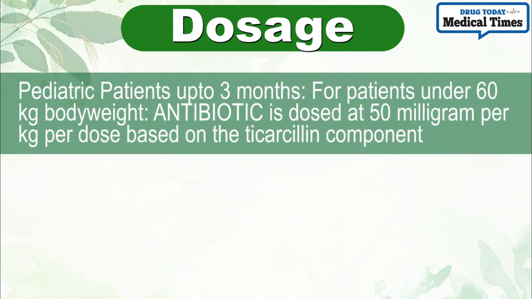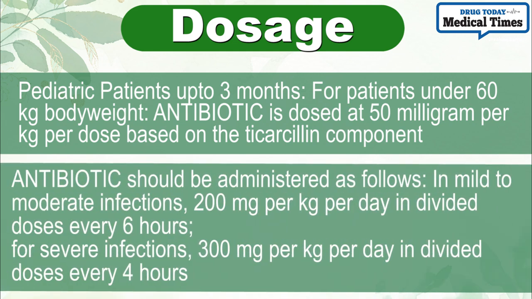Pediatric patients up to 3 months. For patients under 60 kg body weight, antibiotic is dosed at 50 mg per kilogram per dose based on the ticarcillin component. Antibiotic should be administered as follows. In mild to moderate infections, 200 mg per kilogram per day in divided doses every 6 hours. For severe infections, 300 mg per kilogram per day in divided doses every 4 hours.